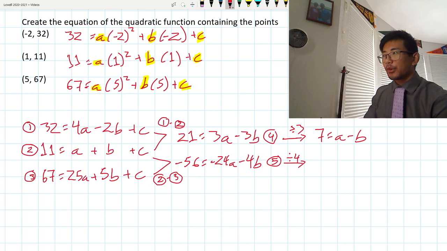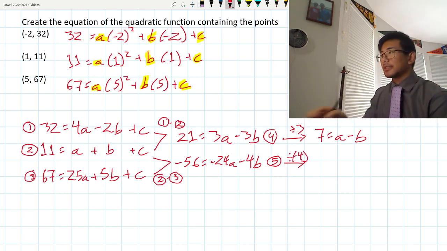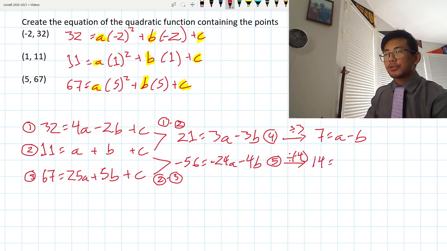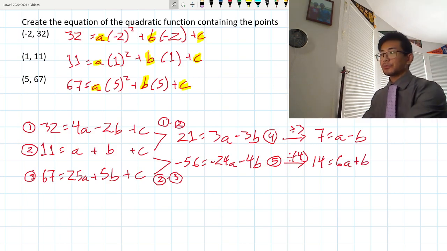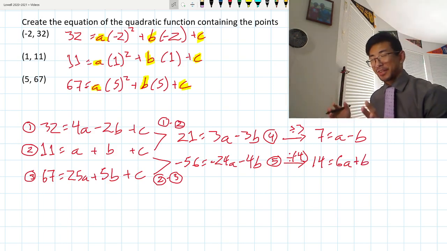But if I divide by negative 4, like so, then negative 56 divided by negative 4 would be, I believe, 14. 24 divided by 4 would be 6. And then 4 divided by 4 would be b, or just 1b. Okay, I'm just double checking my work there.